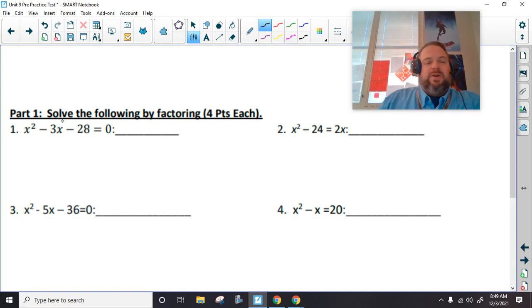First thing we're going to start off with is factoring. Okay. So remember, we start with two parentheses.